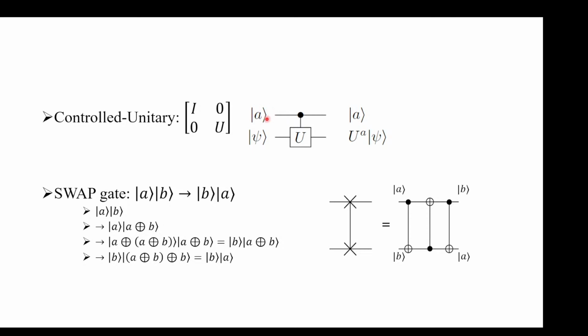So you have a computational basis state A here and an arbitrary state psi here, and it goes through this controlled-U. Then the first control qubit is still A, and you have U to the A times psi. That means if A is 0, you do nothing, and if A equals 1, you apply U here. Okay. I think we are out of time today, so we'll stop here.